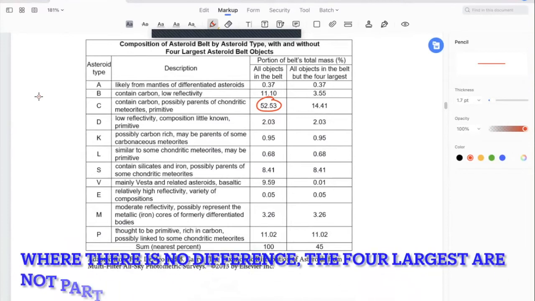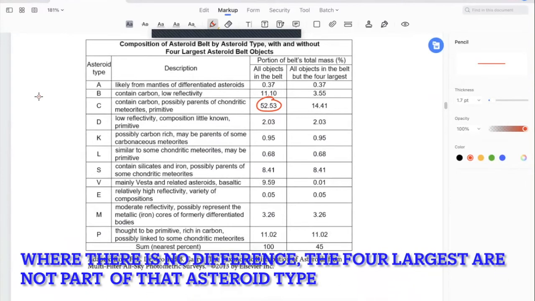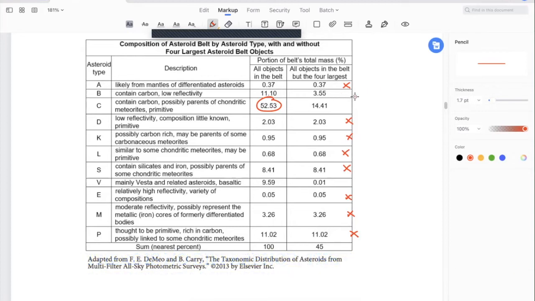Oh, so we have to look at the differences between these numbers, right? So, for example, not consider this, not consider this. Where there is a difference, we only consider those, right? So, there is this, there is this, and there is this. These are the only ones where there is a difference. So, contain carbon, low reflectivity, contain carbon, primitive, and mainly Vesta and related asteroids, basaltic.